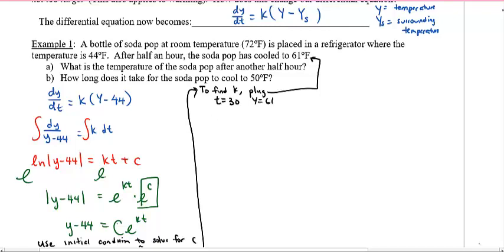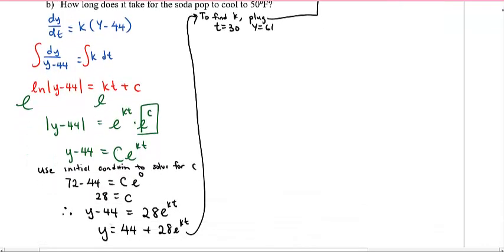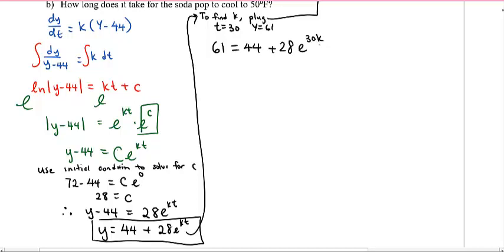So plugging it into that equation again, our equation is y equals 44 plus 28 e to the kt. 61 now equals 44 plus 28 e to the 30k. And now we'll just do some algebra. So 61 minus 44, what is that? 17, I guess. 17 equals 28 e to the 30k. We can now solve by dividing both sides by 28, and taking the natural log.